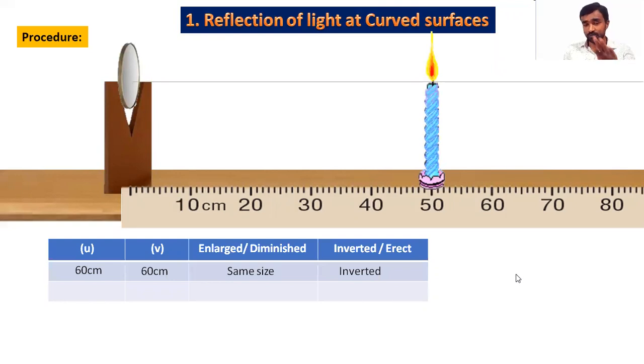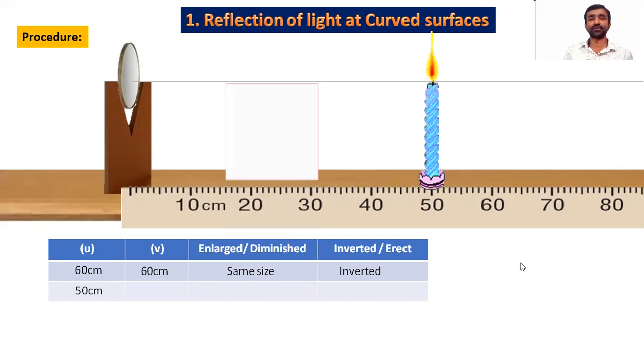Now the object position we have to note down in the table. Object position is 50 centimeters. Then what to do? Is it giving a real image or a virtual image? That we have to notice. Then compare the size and observe the image facing direction. Is it above or below?